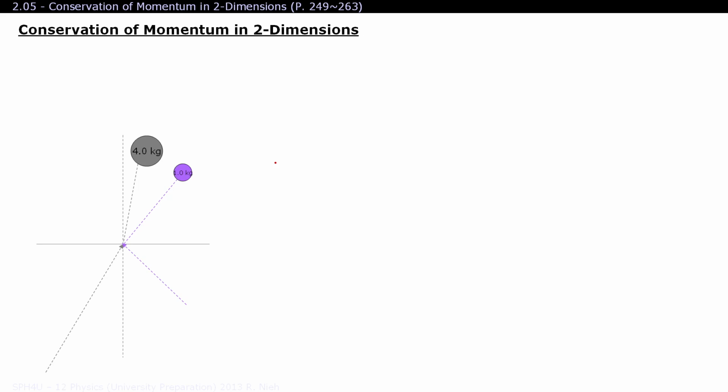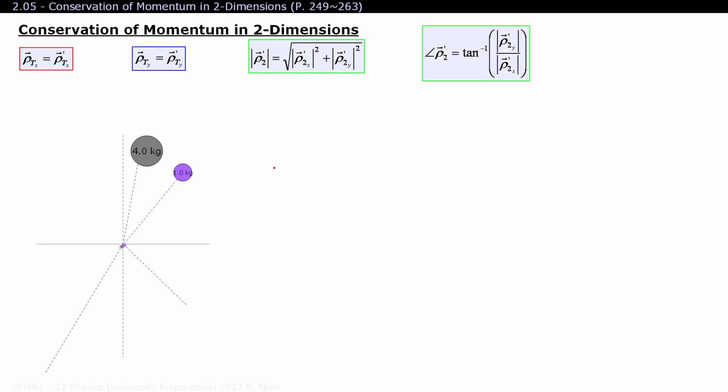By component method, what you need to do is solve for momentum in the x dimension, then solve it in the y dimension, and glue them together using, guess what? That's right, the Pythagorean theorem. And lastly, because this is a vector, you also need to include an angle. So don't forget about this part as well.